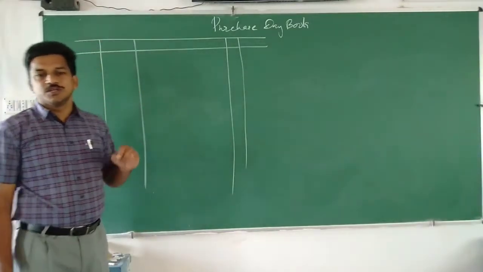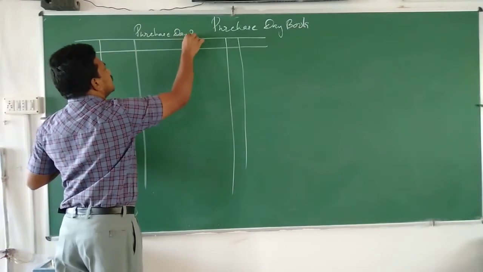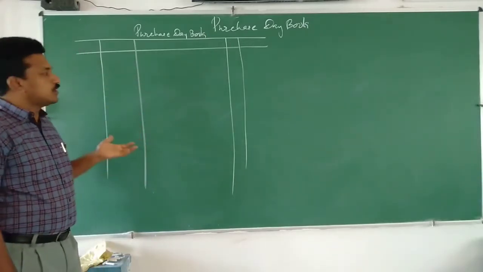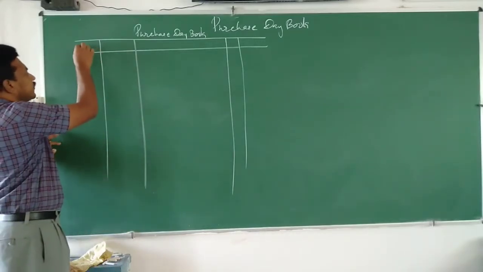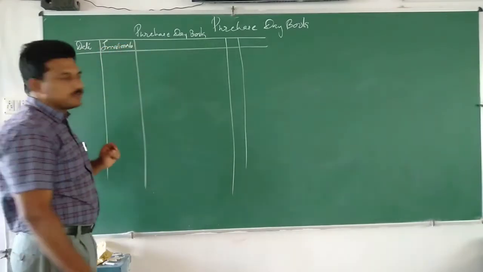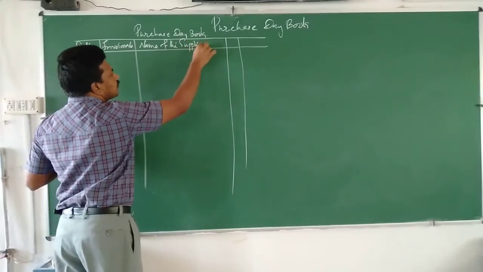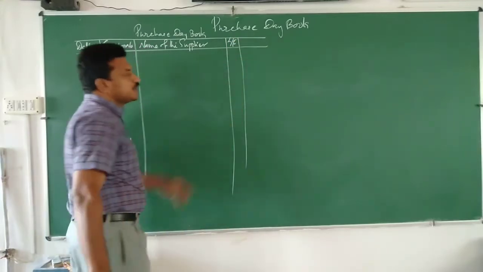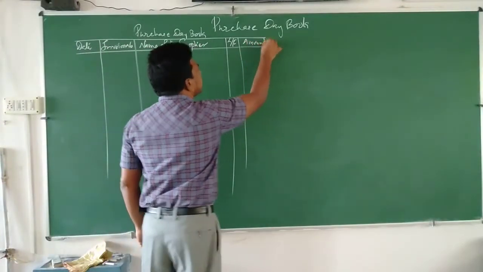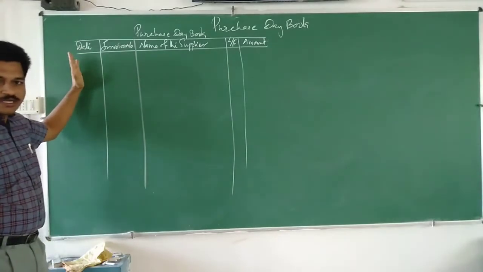This is the format of a purchase day book. We can give the heading on top: Purchase day book. Sometimes it is called purchase book also. So here you can write the first column, date, then invoice number. We will explain what is an invoice number. Then name of the supplier. Then ledger folio. This is a journal, so we have to make the column for ledger page number. Then amount. So this is the format of a purchase day book.